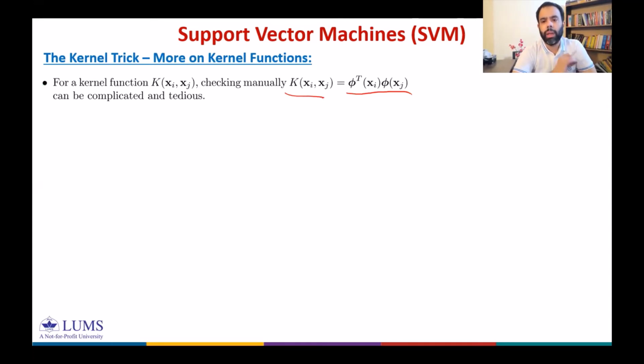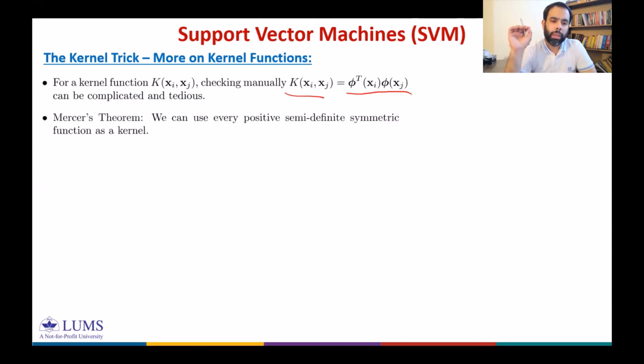So there's a well-known theorem, what we call Mercer's Theorem, that states we can use every positive semi-definite symmetric function as a kernel. Okay, there are many terms here. Symmetric function means if you swap xi and xj, you get the same quantity. What do you mean by positive semi-definite?